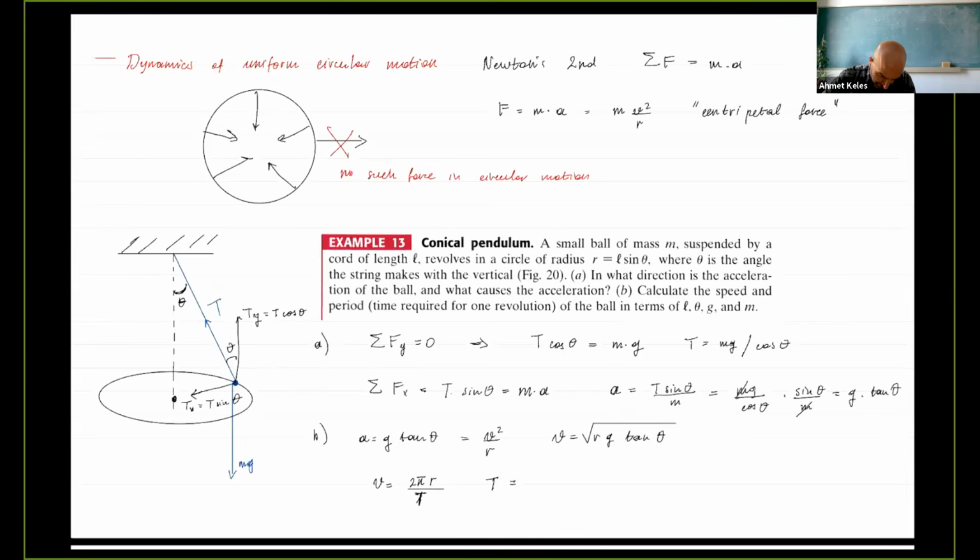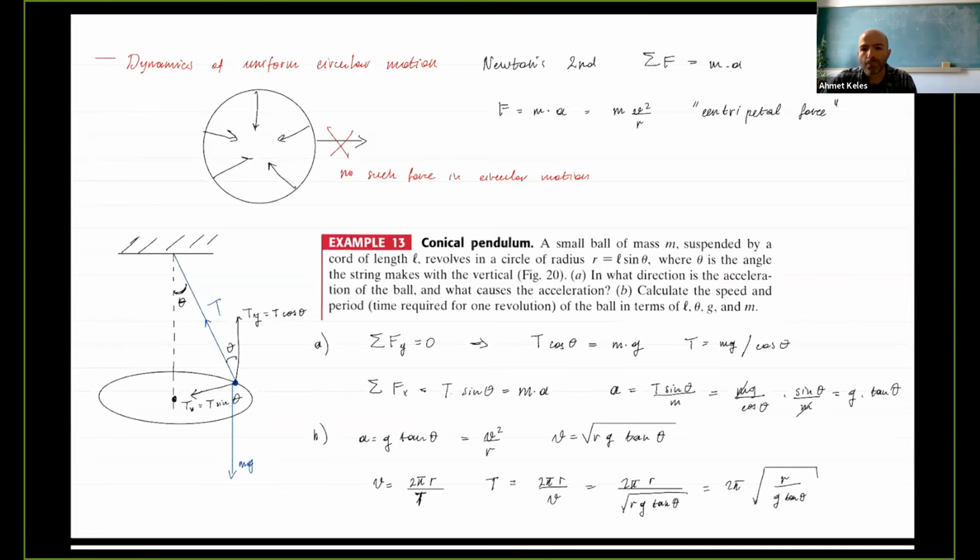T is equal to 2 pi r divided by v, and this should be equal to 2 pi r divided by root r g tangent theta. I think I can combine these two factors, like 2 pi, what is it? 1 over, okay, maybe it's like root r over g tangent theta. Hopefully I didn't mess up the angles, but I think it's something like that.